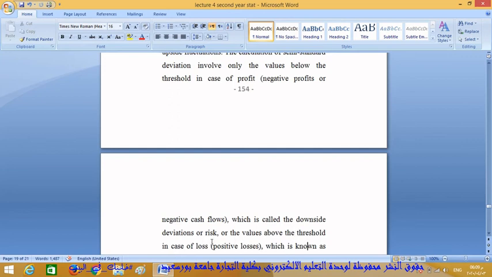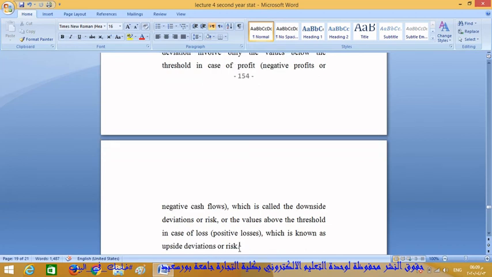In case of loss, we mean the positive losses, the losses which exceed the expected value or the threshold of loss, which is known as upside deviations or risk. Okay, so the risk for losses is different from the risk for cash flow or for profits, and the deviations for losses is called the upside deviations, but the deviations for cash flow or for profits is called downside deviations. Okay?